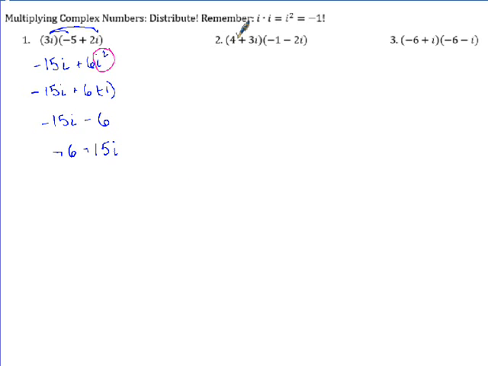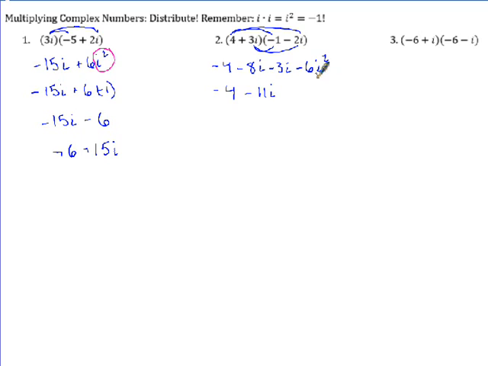Okay, so same thing here, we're FOILing. We have to distribute twice, so 4 times negative 1 would be negative 4. 4 times negative 2i would be negative 8i. 3i times negative 1, negative 3i. And 3i times negative 2i would be negative 6i squared. So I have like terms here that I need to combine. Negative 8i minus 3i would be negative 11i.